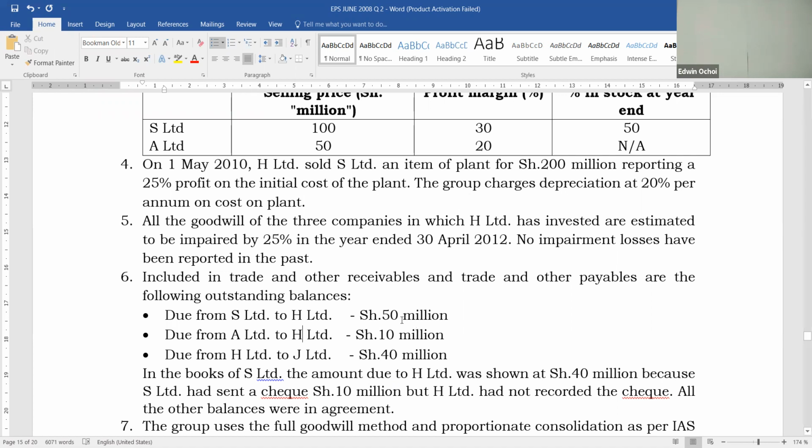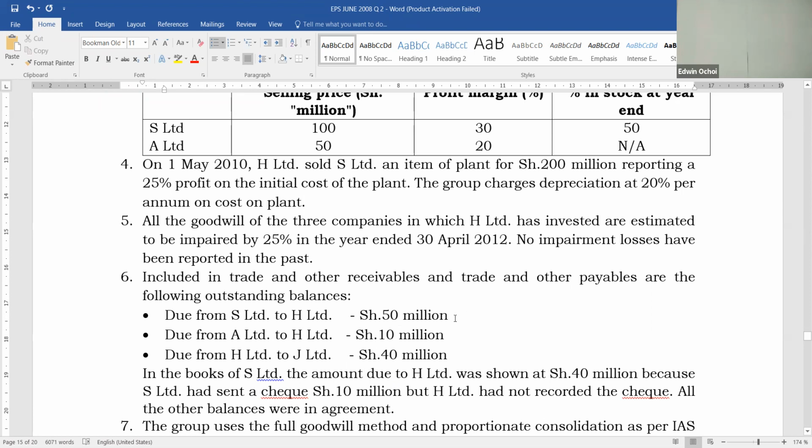So there's this 50. That is the only thing I would consider. The others are just irrelevant, because due from A is an associate. I think J was a joint venture, so that one we don't even consider. So due from A to H, due from H to J, those items are irrelevant. You don't eliminate transactions with associates and joint ventures. They are non-group members. So what I will cancel out is this 50.